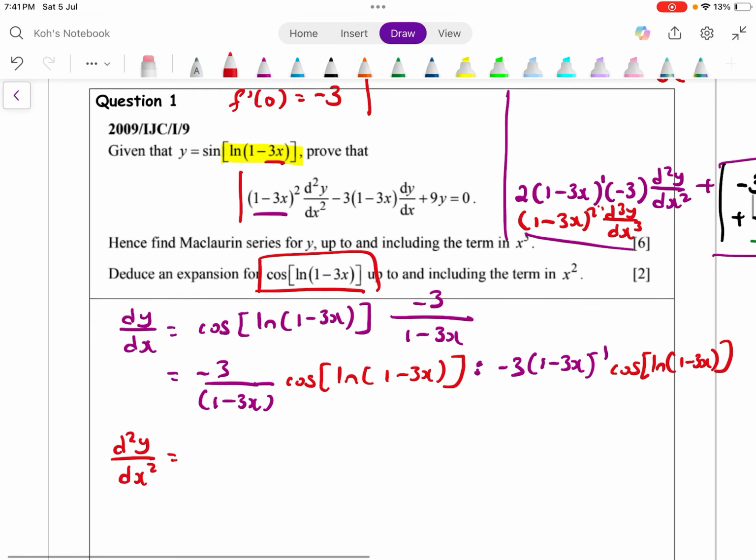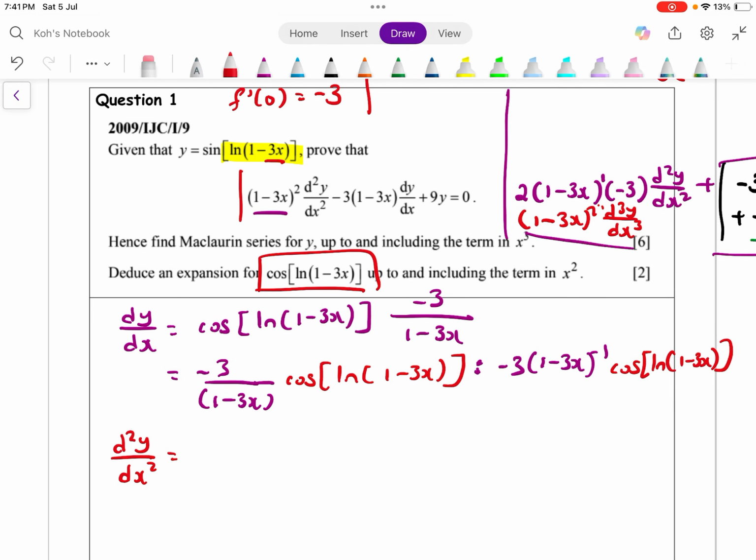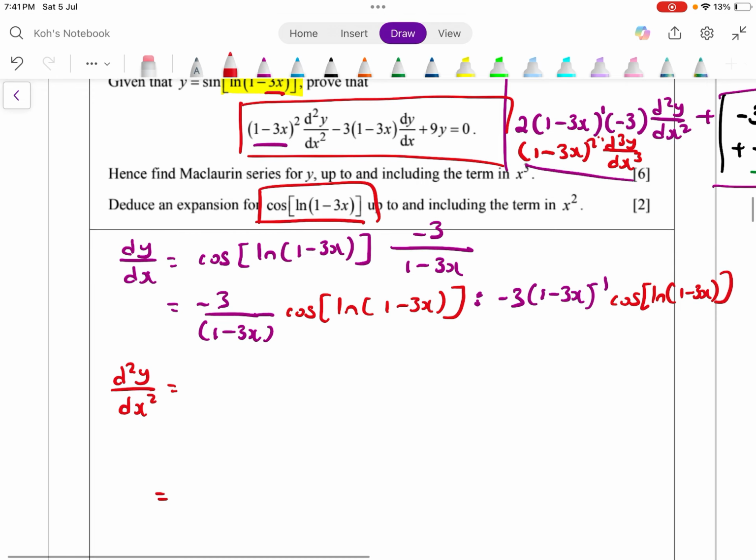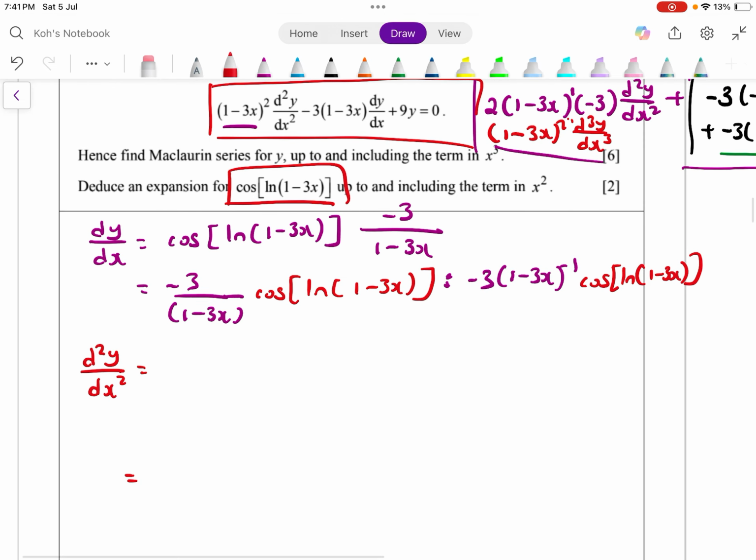Alright, I'll go through the first part, so the showing part. So of course, given that y equals sin(ln(1 minus 3x)), we are asked to prove this equation. So of course, I do the dy/dx already. So my dy/dx is given to be as such.